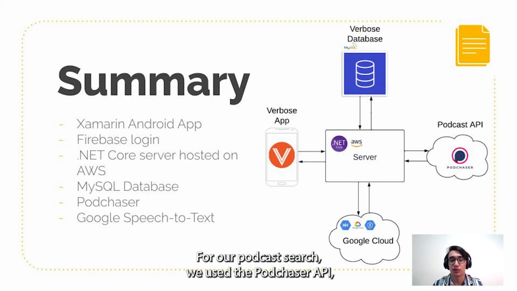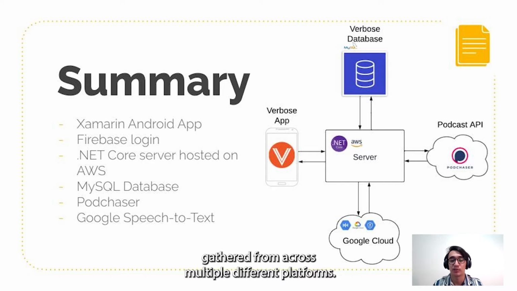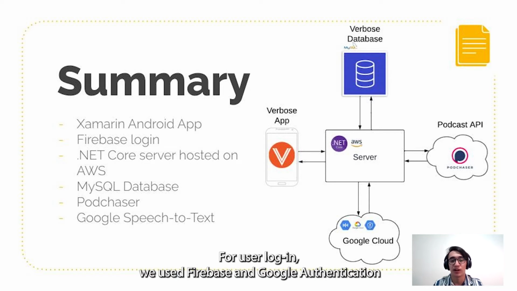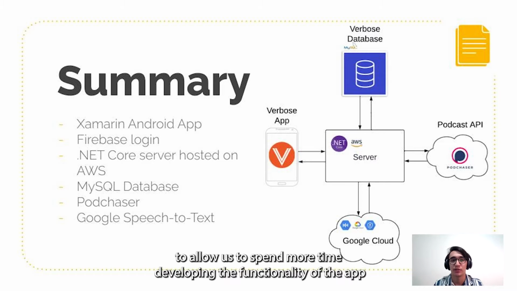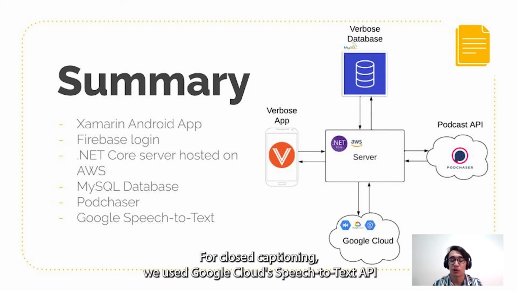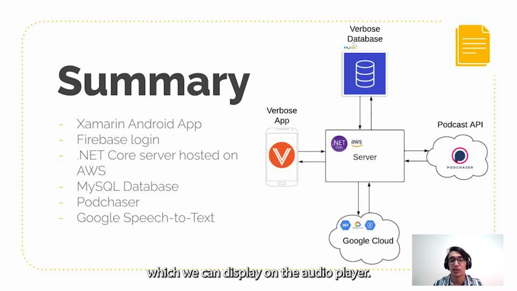For podcast search, we use the Podchaser API, which is a large collection of podcasts gathered from across multiple different platforms. This allowed us access to a wide variety of podcasts for searching, listening, and discussing. For user login, we use Firebase and Google Authentication, who allow us to spend more time developing the functionality of the app without having to worry about account and password management. For closed captioning, we use the Google Cloud Speech-to-Text API, which allows us to send audio files and get back timestamped transcriptions, which we can display on the audio player.